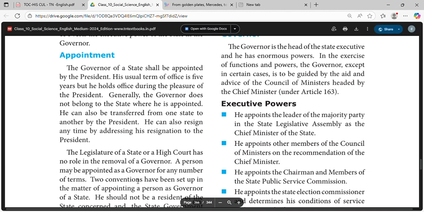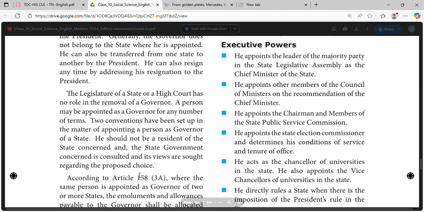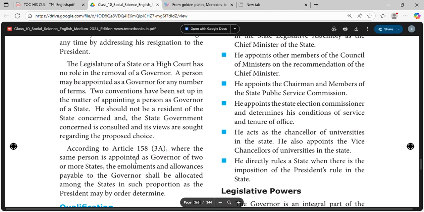A person may be appointed as a governor for any number of terms, and two conventions have been set on the matter of appointing a person as governor of a state. He should not be a resident of the state concerned, and the state government is consulted and its views are sought regarding the proposed choice.